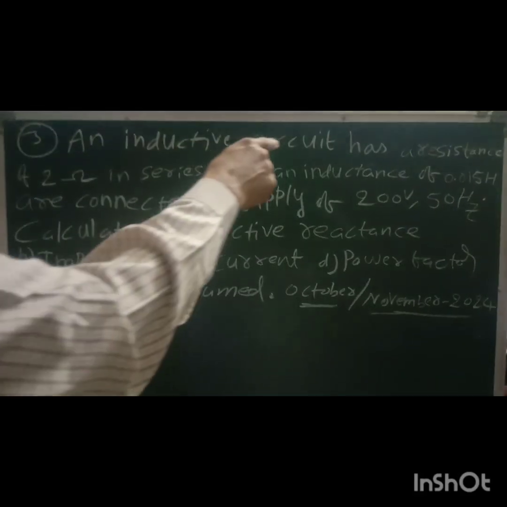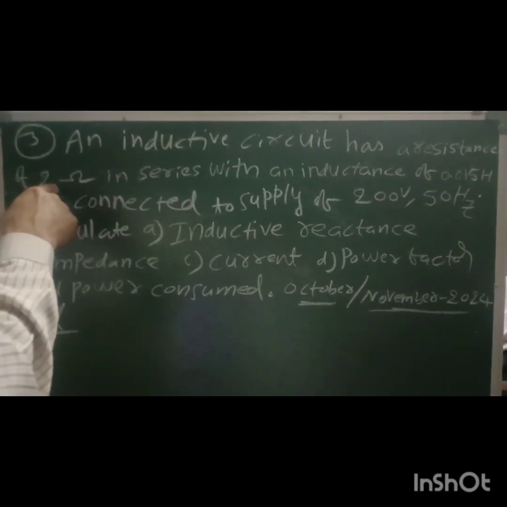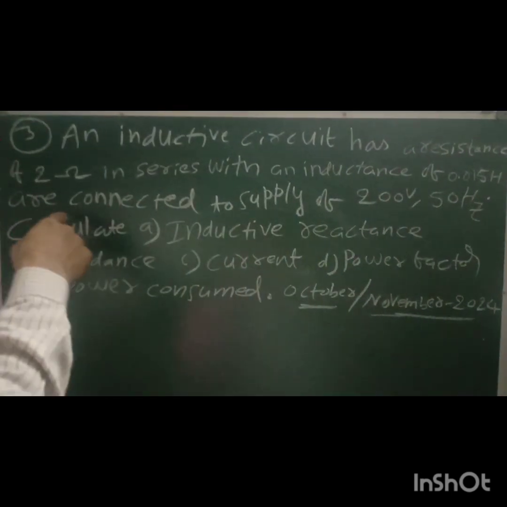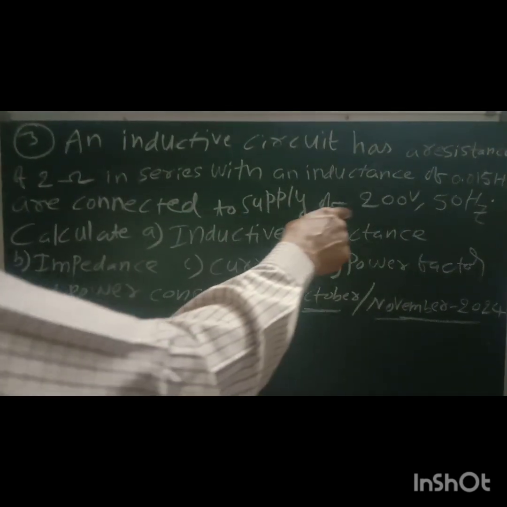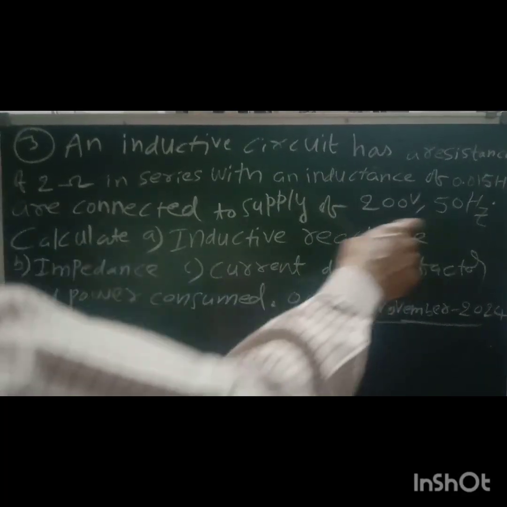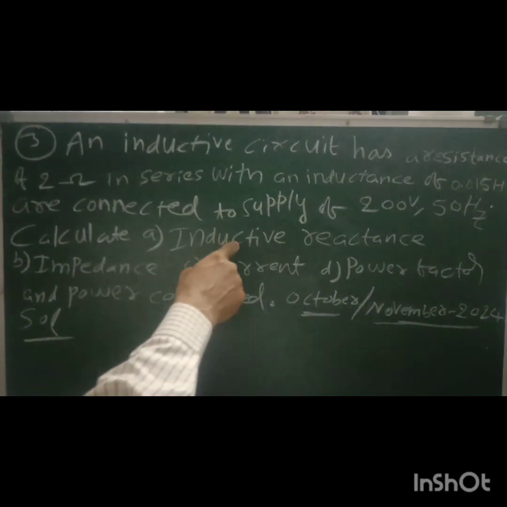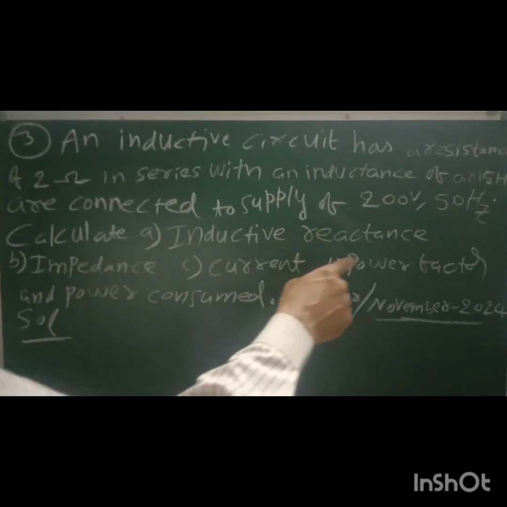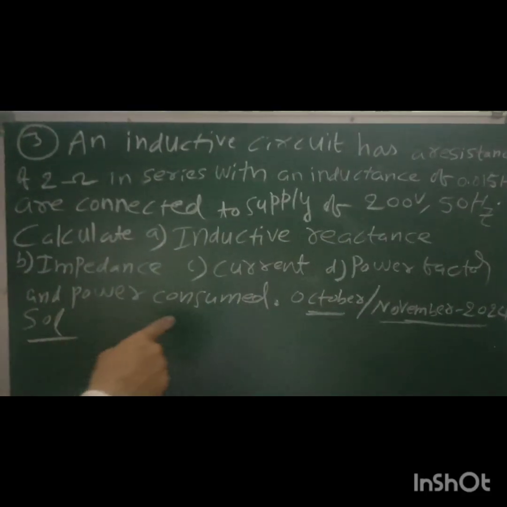An inductive circuit has a resistance of 2 ohm in series with an inductance of 0.015 Henry, connected to a supply of 200 volt, 50 Hz. Calculate inductive reactance, impedance, current, power factor and power consumed in the circuit.